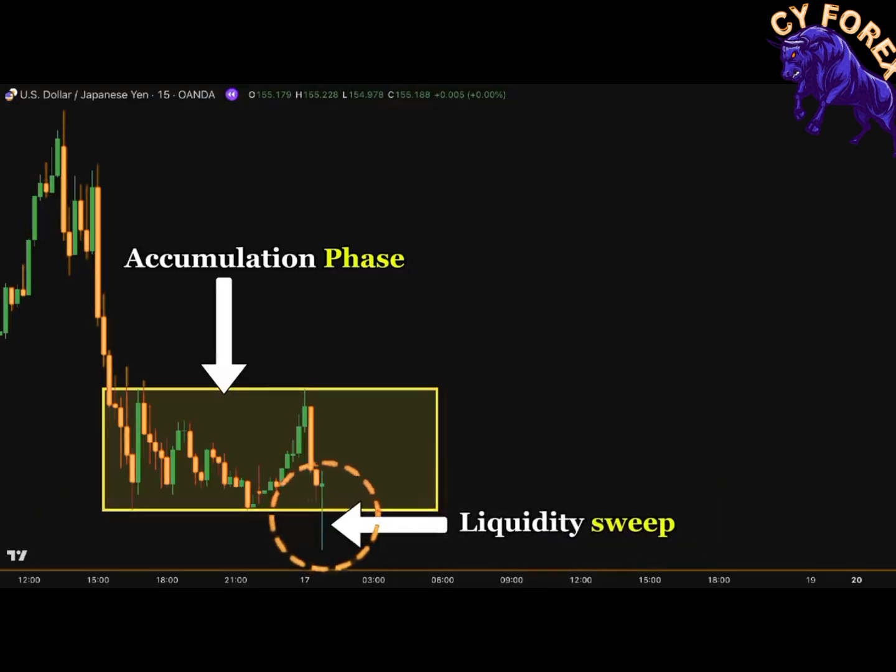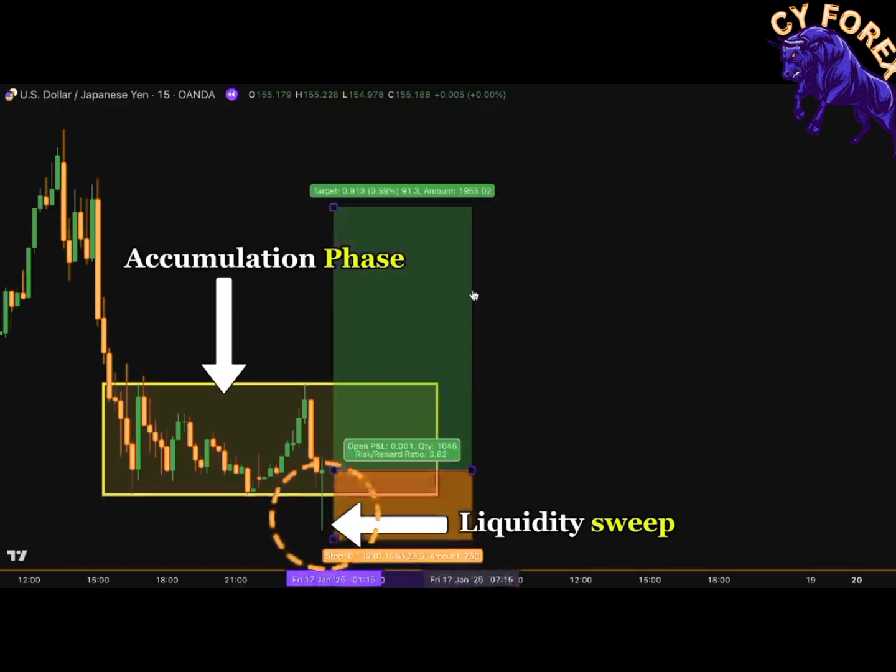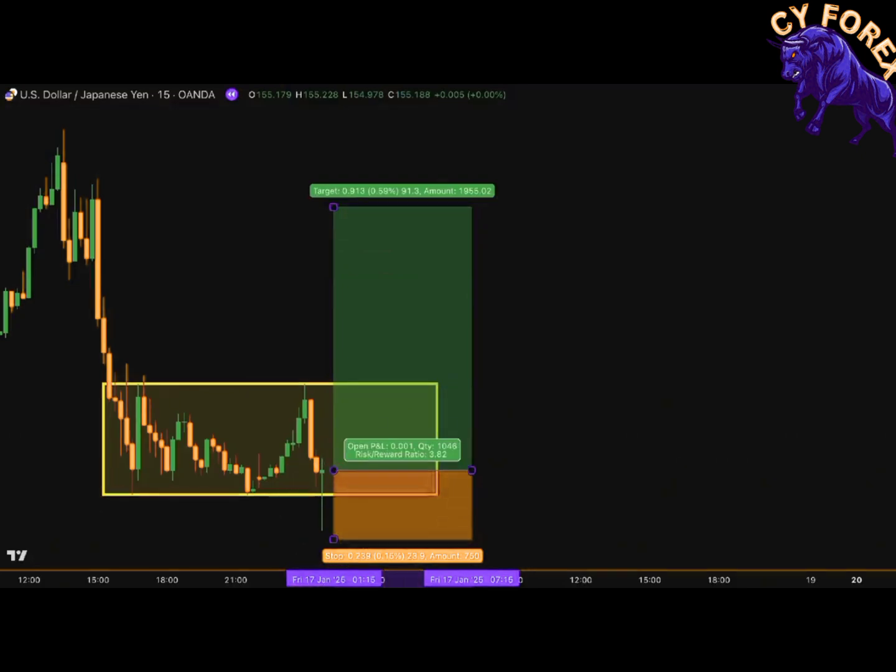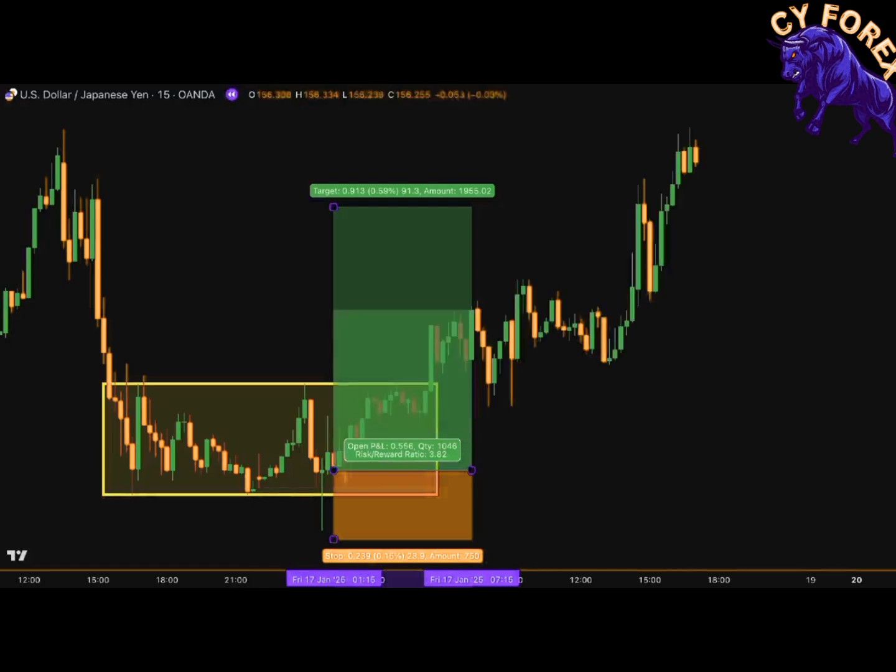If the next candle closes back inside the range, that's your entry signal. The trap has been set. Smart money is loading up. Enter at the close of that candle. Set your stop loss just below the recent swing low. Aim for the next significant resistance level as your target. This is your chance to catch the markup, the explosive move upward powered by institutional momentum.